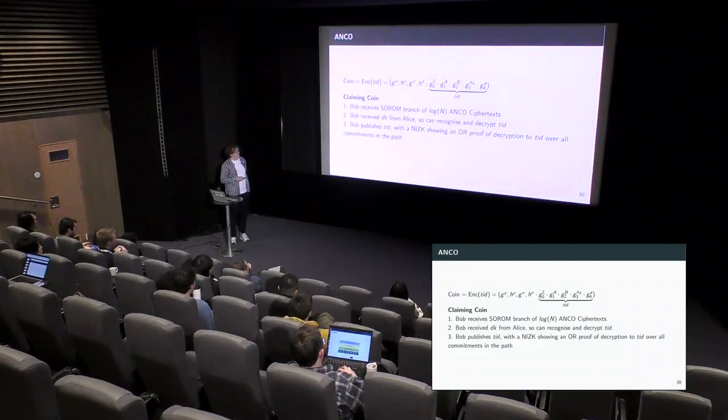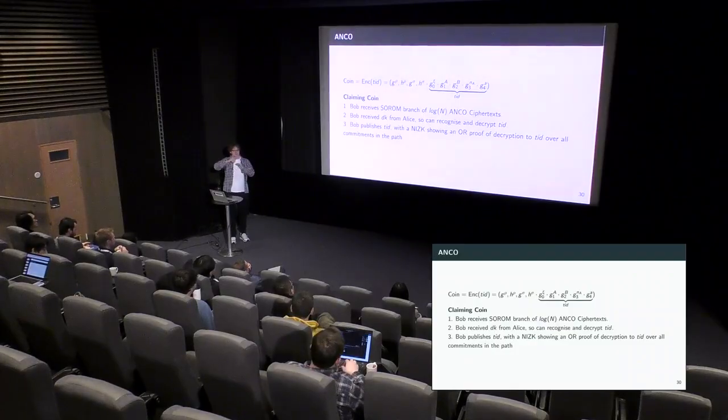So Bob will receive log n of these ciphertext pairs, and this is slightly wrong: he knows the secret key, because it's his secret key that Alice encrypted to. He can recognize which one is to him, decrypt it and get the TID. And he publishes this TID along with a NISIK showing an OR proof over all of the things in the branch he got from the server, that one of them is the correct matching thing.